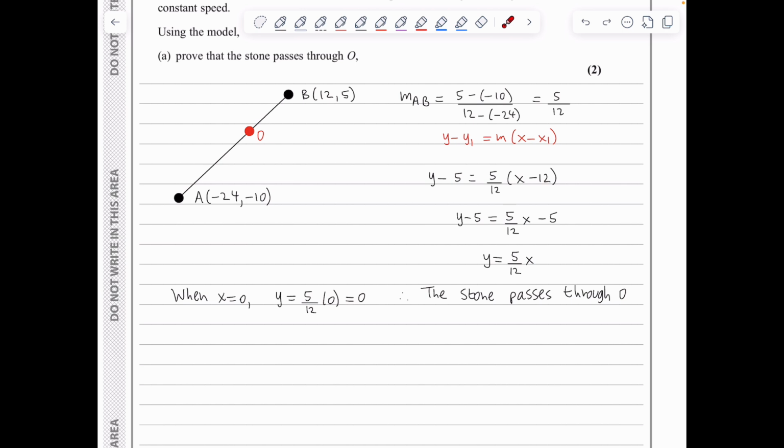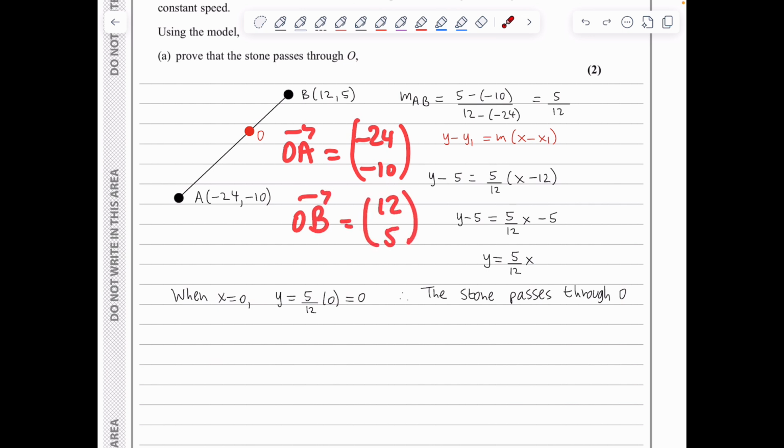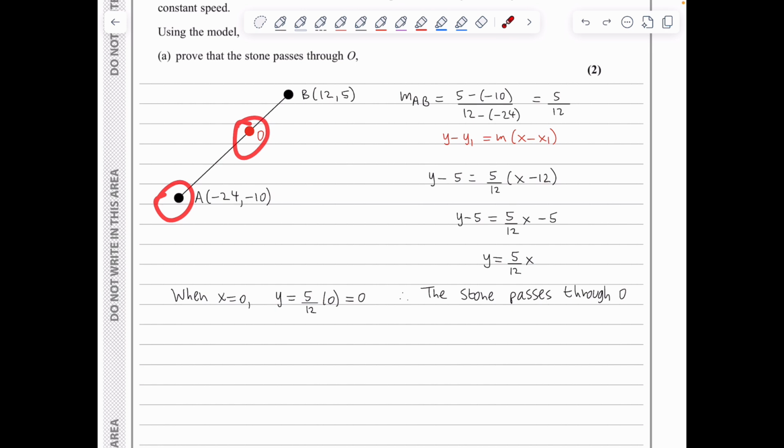Alternatively, we could have said that OA is negative 24, negative 10. OB is equal to 12, 5. We notice that 12, 5 is parallel to negative 24, negative 10, because the ratio of the i to j components is the same for both vectors, and therefore we conclude that OA is parallel to OB, and therefore A, O, and B lie on the same straight line, which helps us conclude that the stone will pass through point O.